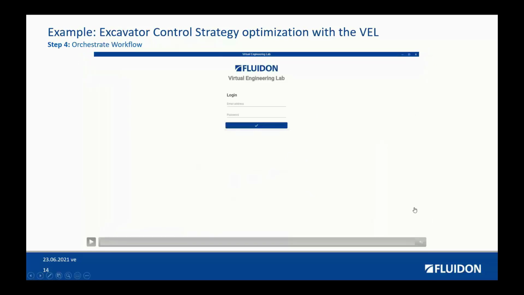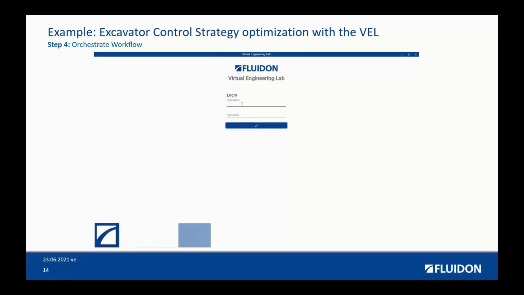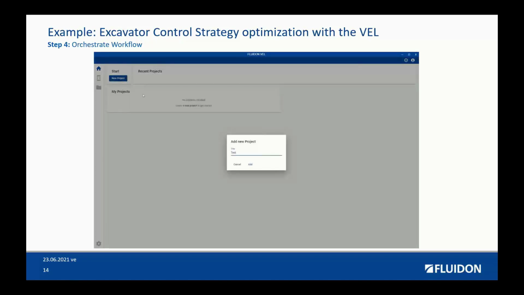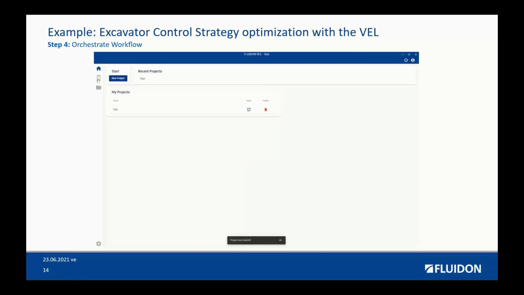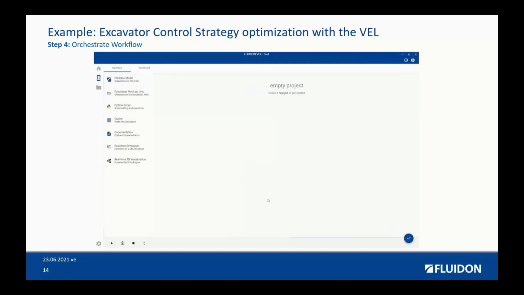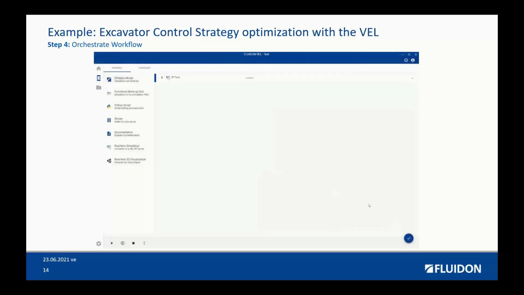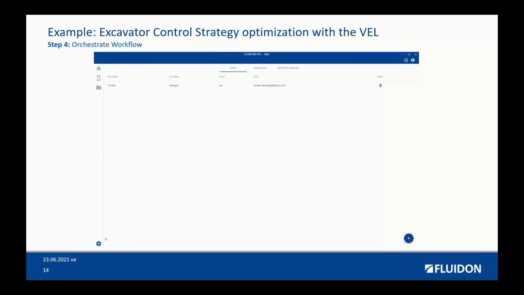Okay, how to use the VEL, we will see in this step. So the Virtual Engineering Lab has a web interface where you can log in. Then I create a new project. And within this project, I add a real-time simulation workflow. So let's have a quick look if a real-time instance is available. Yes, we can see it here. It's a computer available.